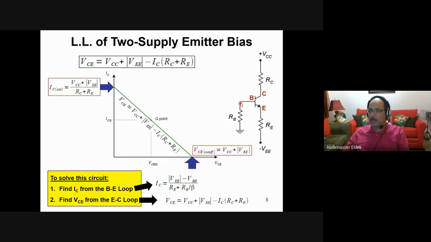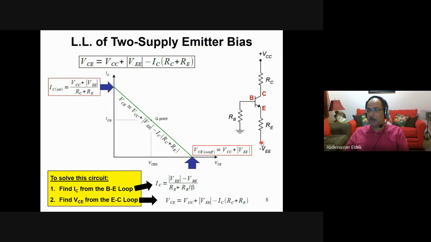The current here is IB, which is IC divided by beta, and the current here is IC. So this is the equation that you will use to find the current IC. Then after that, you go to the second loop, which is this loop here, as if you have a source here, that is VCC plus VE, between these two points.